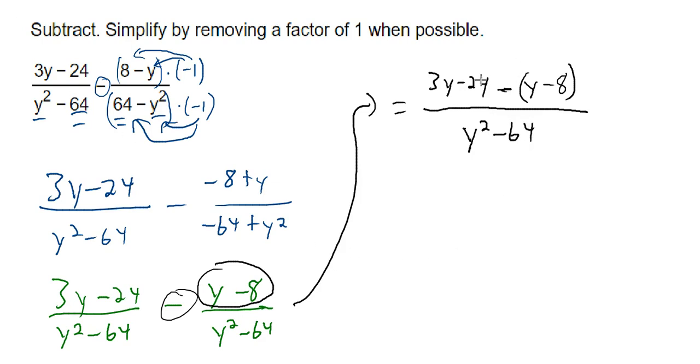Okay. So now to simplify the numerator, we'll start by distributing the negative sign. And so we'll have -y plus 8 here. We'll combine like terms. So I'll have 3y minus y, which is 2y, -24 plus 8, which will be -16, over y squared minus 64.